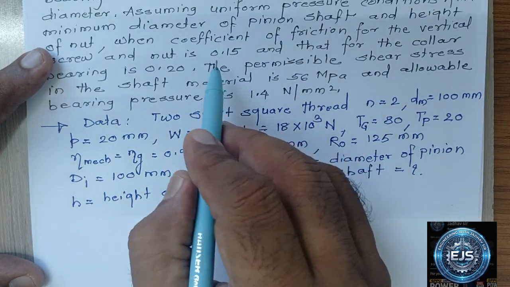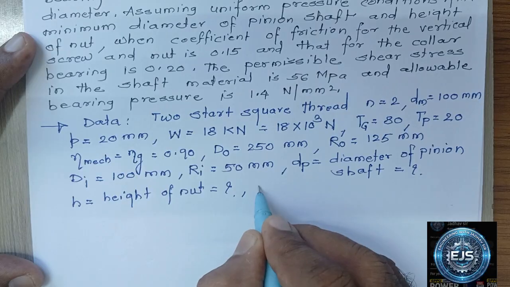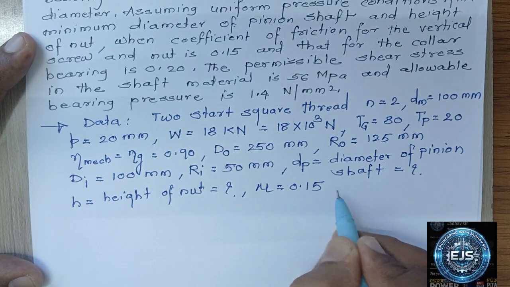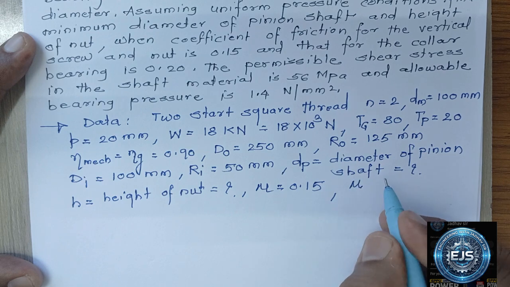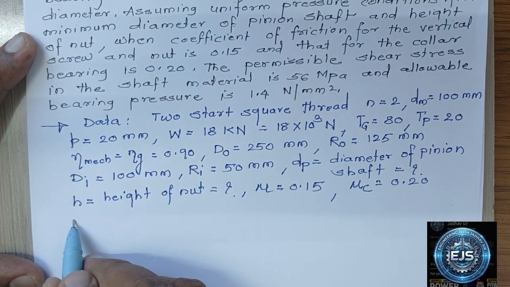And the coefficient of friction. The coefficient of friction for the screw and nut is 0.15. So mu is the coefficient of friction between the screw and nut, so it is 0.15. And mu C, the coefficient of friction for the collar bearing, is denoted as mu C. So it is 0.20. The permissible shear stress, tau permissible.